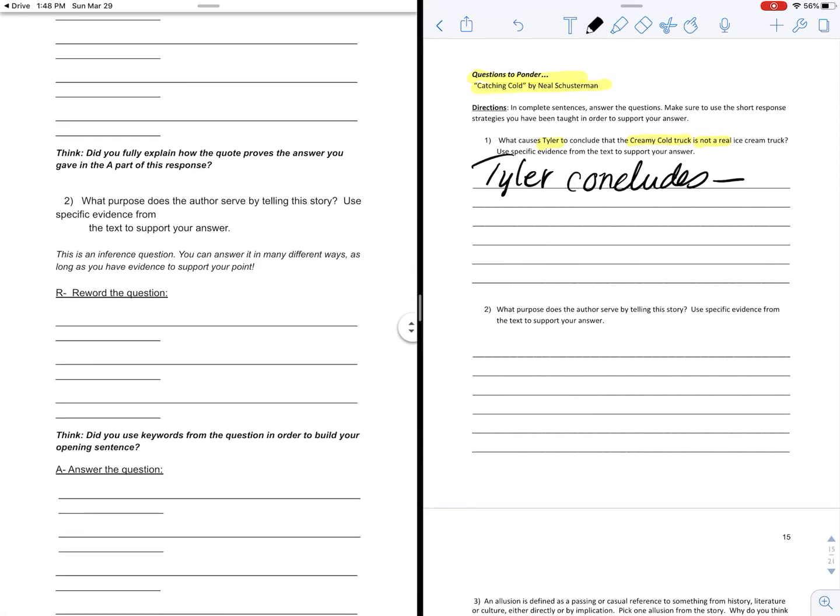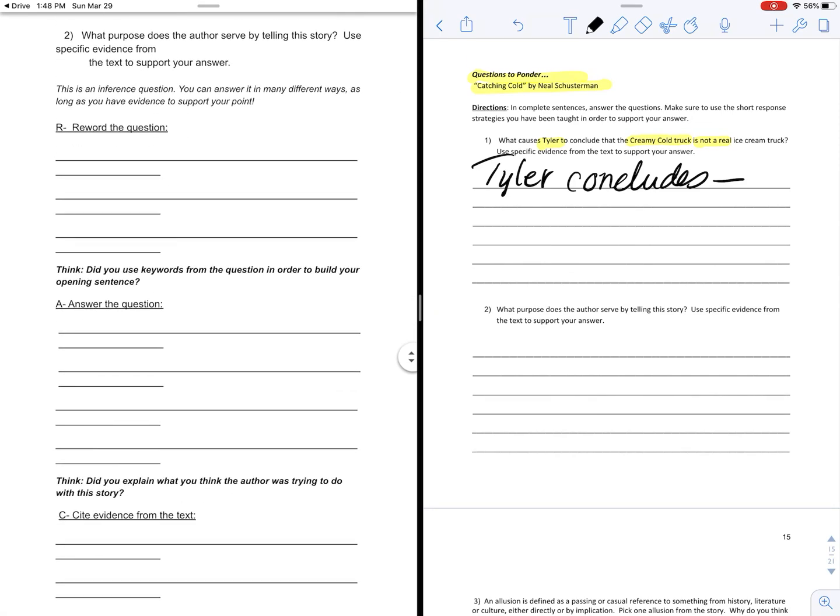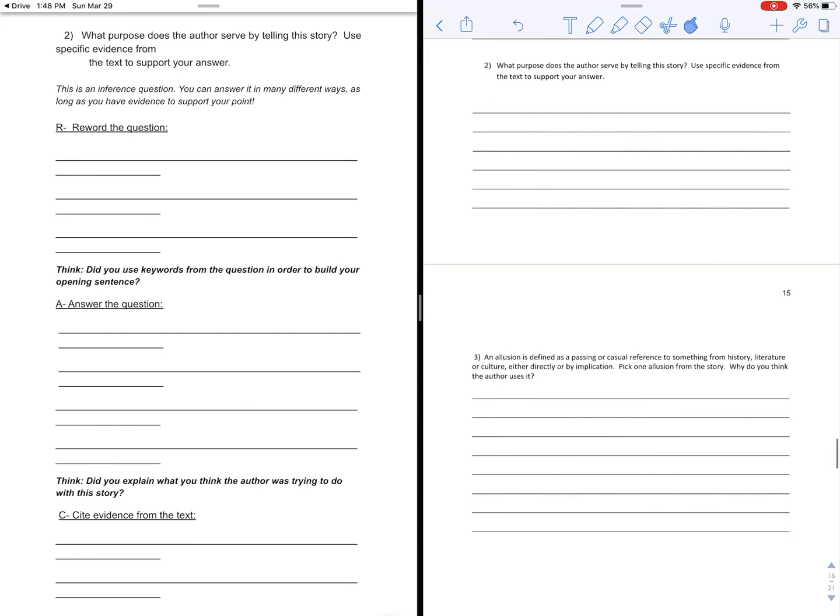Okay? Question number 2 says, what purpose does the author serve in telling the story? Use specific evidence from the text to support your answer. So, when we talk about author's purpose, what we're really talking about is why. And that's kind of tough because it's an inference situation. You've got to try to figure out why an author might want to share a story with you.